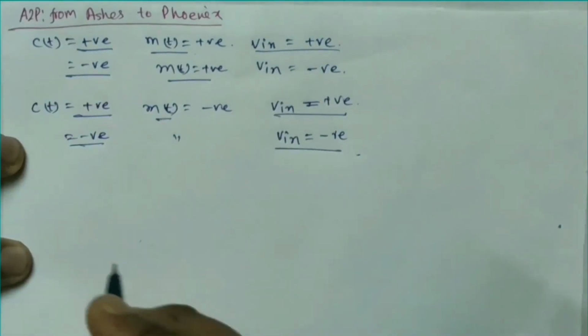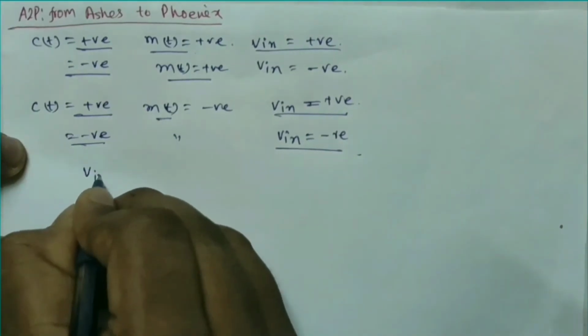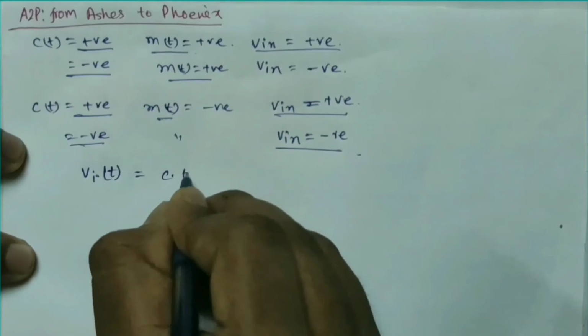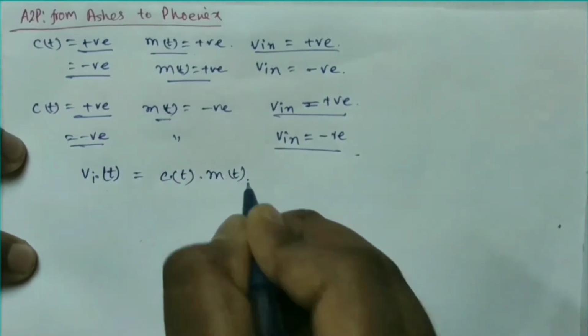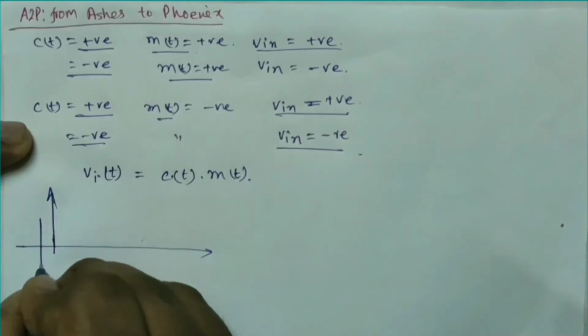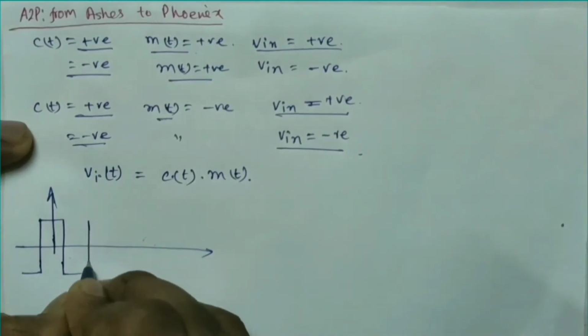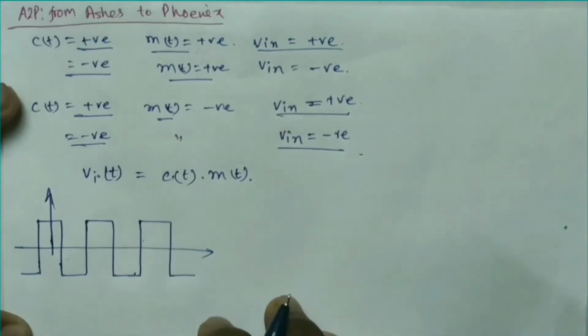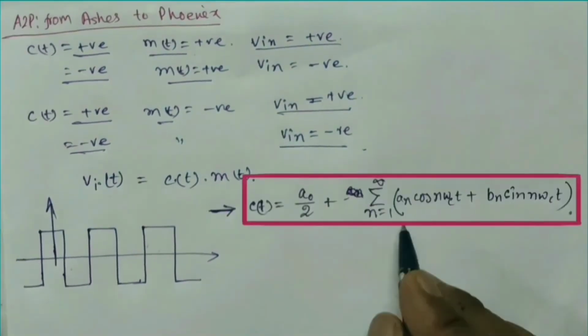That means for positive half of CT, Vin is positive, and for negative half of CT, Vin is negative. So we can write Vin, or rather VIT, to be CT into MT, where CT is a periodic square wave signal. Like this, and it is given by this.